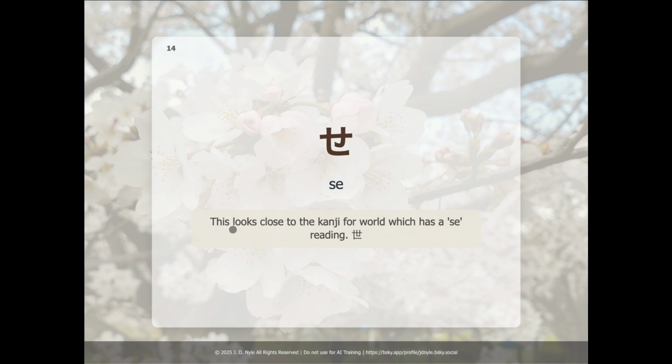Se. This actually looks pretty close to the kanji for se, which is the kanji for world. You can see here it's very close. And that's actually the origin for a lot of characters, is they took a kanji and tried to make it simpler. So, something you'll want to remember is how to write this for the katakana, and that will help you understand how to write the katakana version of so.